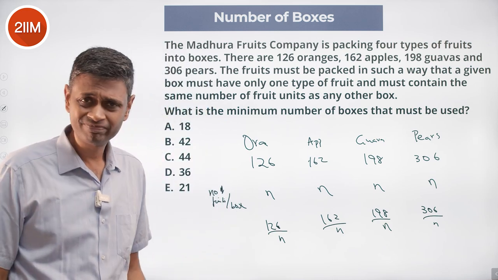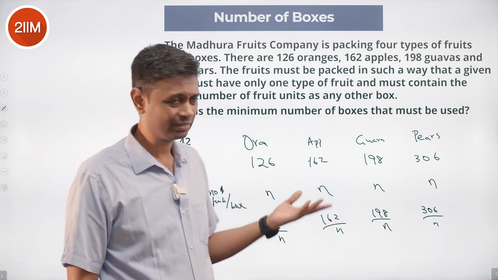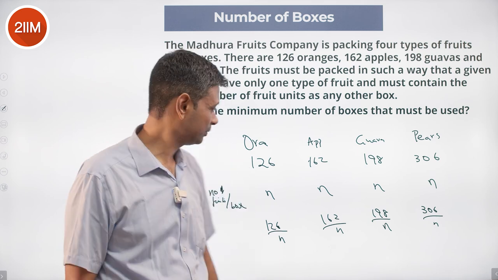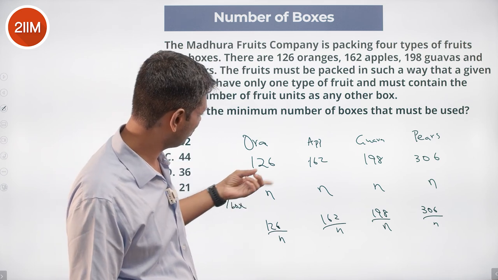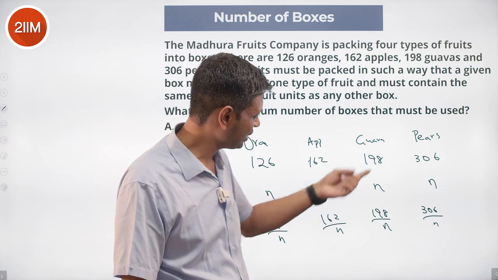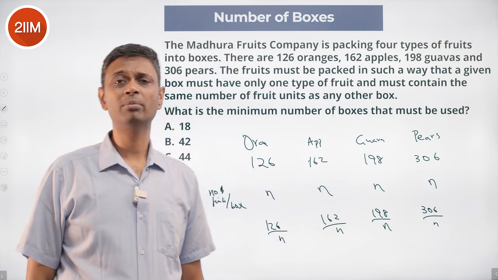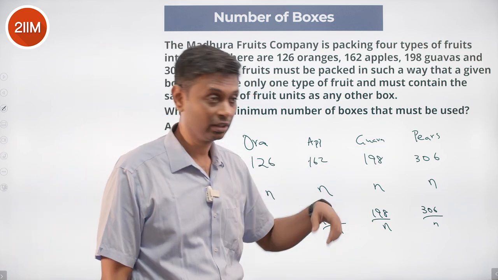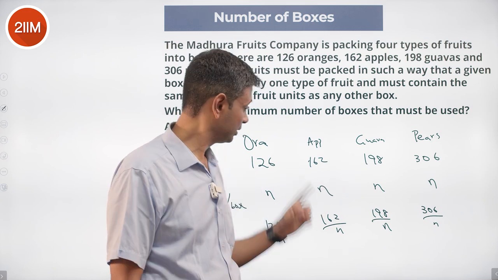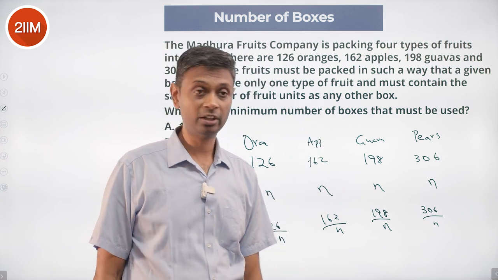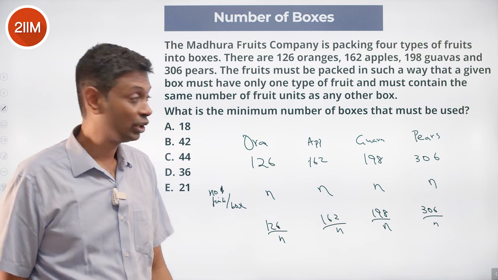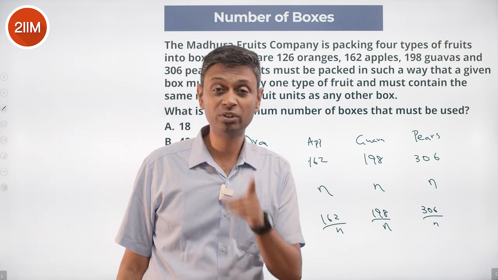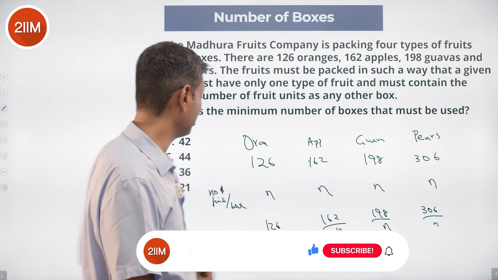N can be 2. All of these numbers are even numbers. N is a factor of each of these numbers. 126, 162, 198, 306. They're all multiples of 9. 3 plus 6 is 9. 1 plus 9 plus 8 is 18. 162 adds up to 9. 126 adds up to 9. Each of these numbers is a multiple of 9. Each of these is a multiple of 2. Each of them is a multiple of 18.